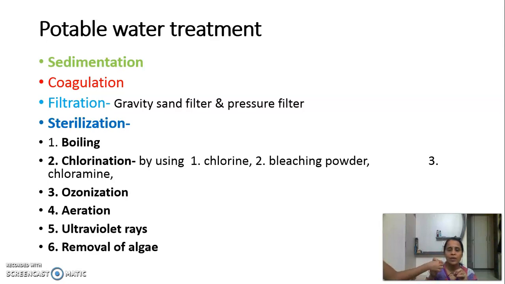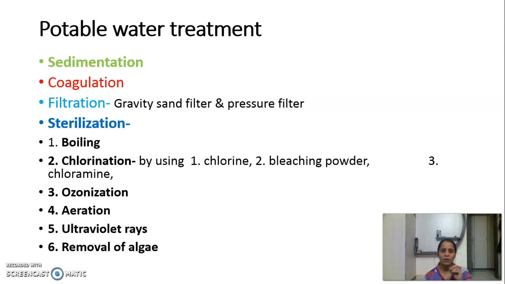Chlorination can be done by using chlorine gas directly, but it is quite harmful, as if the concentration of chlorine increases by 2 ppm, then it harms our mucous membrane. Bleaching powder is the most accepted technique by municipality. Bleaching powder formula, remember guys, CaOCl2.